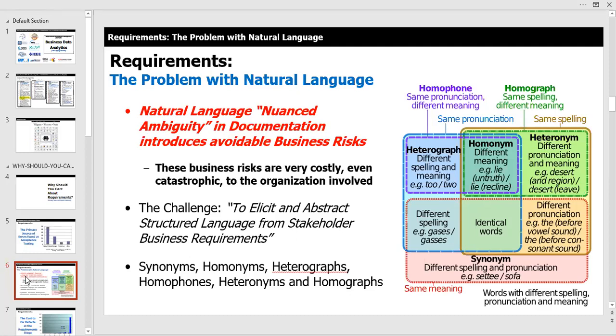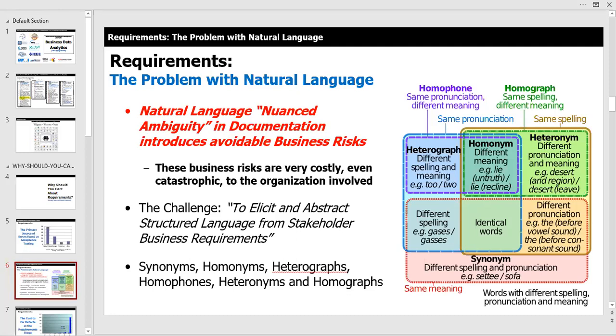Heteronyms, different pronunciation and meaning. Synonyms, where most people are used to synonyms, but these other items cause a lot of confusion when trying to understand just language. You know, heterographs, different spelling and meaning. These are challenges that we have to face.